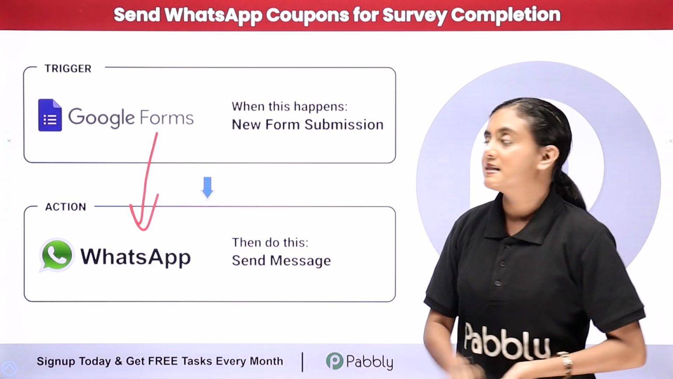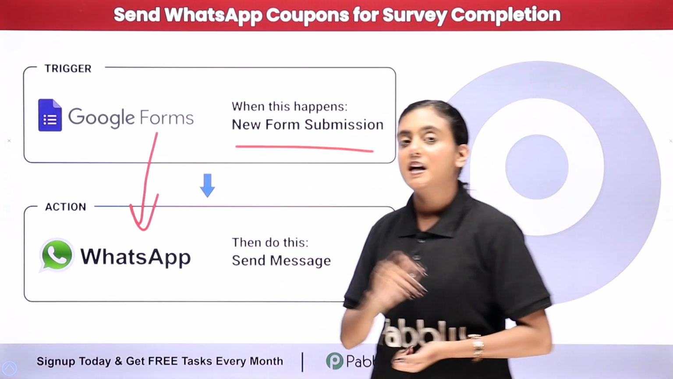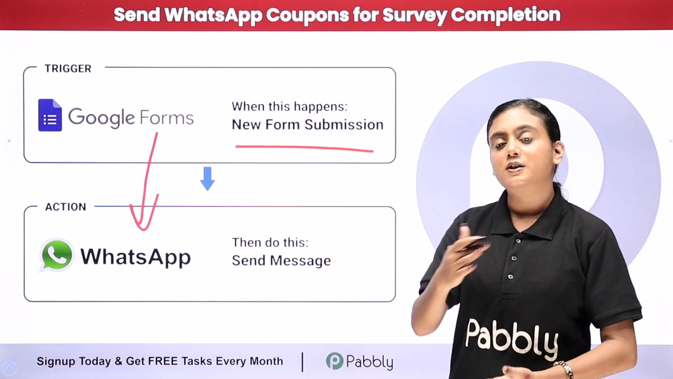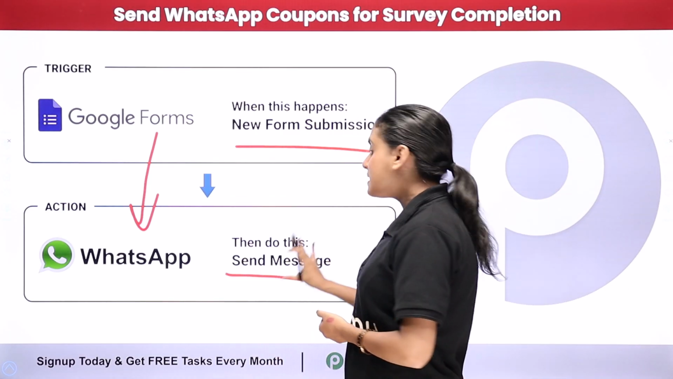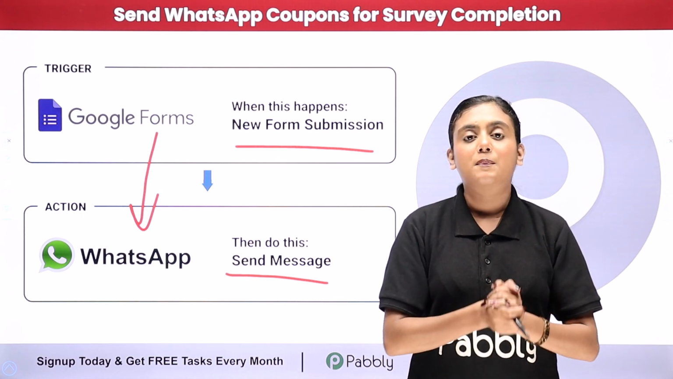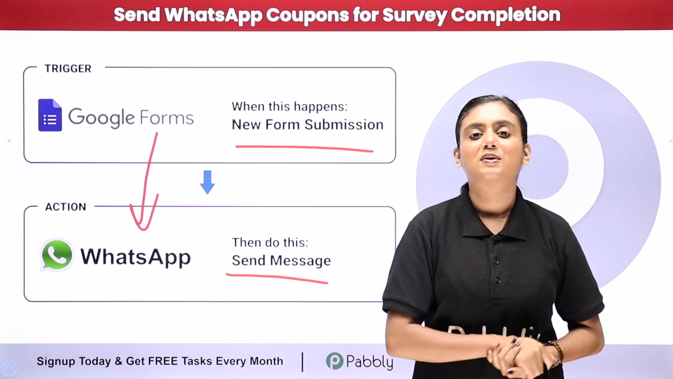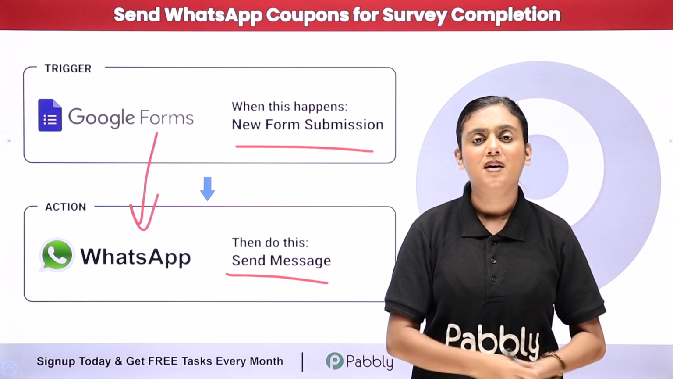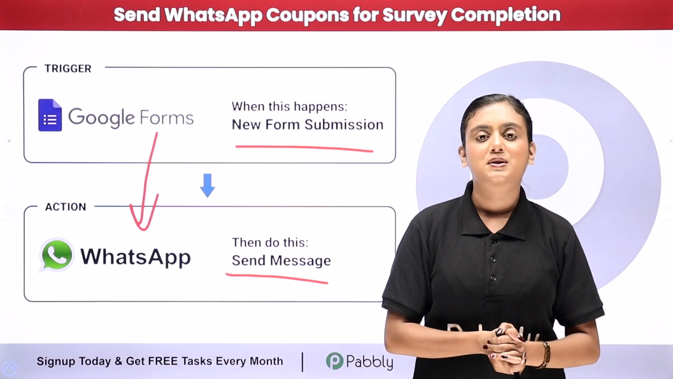Now whenever by the customer a new form submission is going to be done using Google Forms, automatically towards the customer a WhatsApp message is going to be forwarded with a coupon code. So now if you want to learn the entire process step by step and want to see how this amazing automation works in real time, I'm going to take you towards my screen.